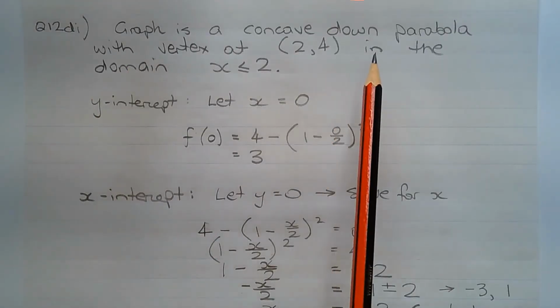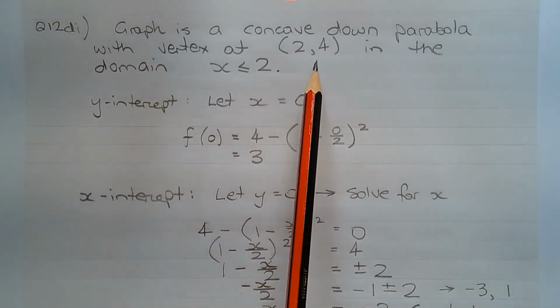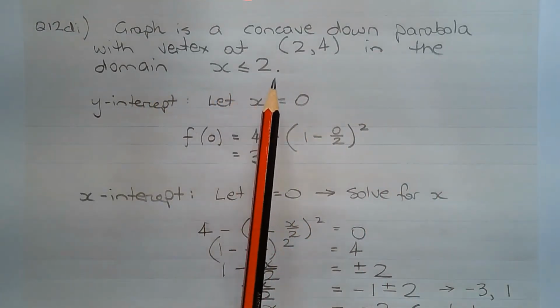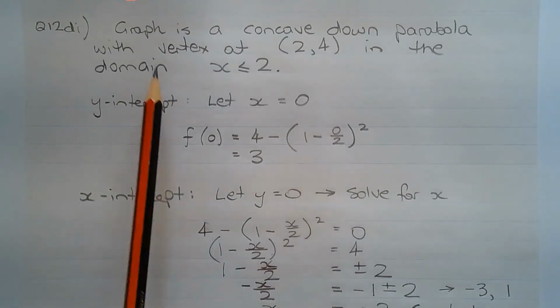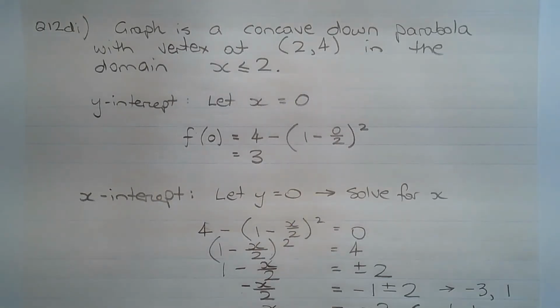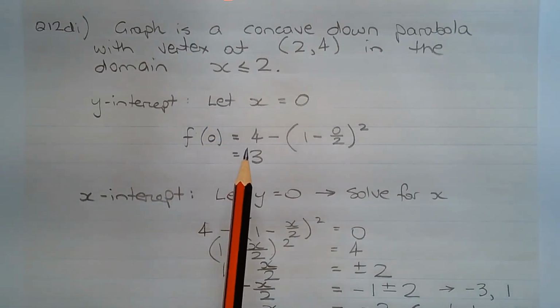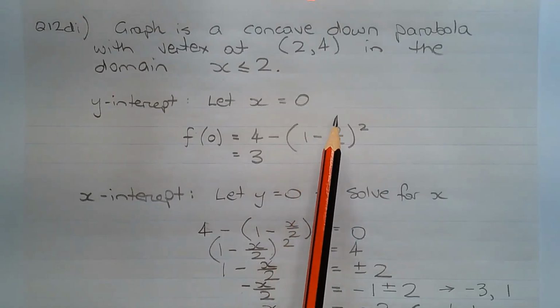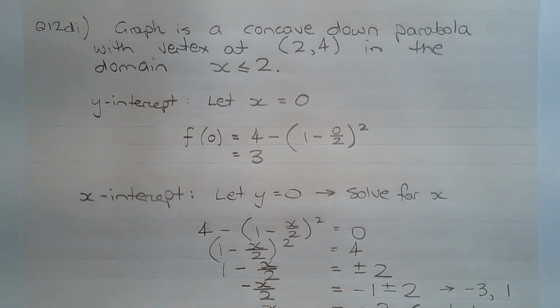The graph is a concave down parabola with vertex at (2, 4) in the domain x less than or equal to 2. Now the vertex can be read directly since the function is in completed square form. To find the y-intercept, we let x equal 0. So f of 0 is equal to 4 minus (1 minus 0 over 2) all squared, and that equals 3.